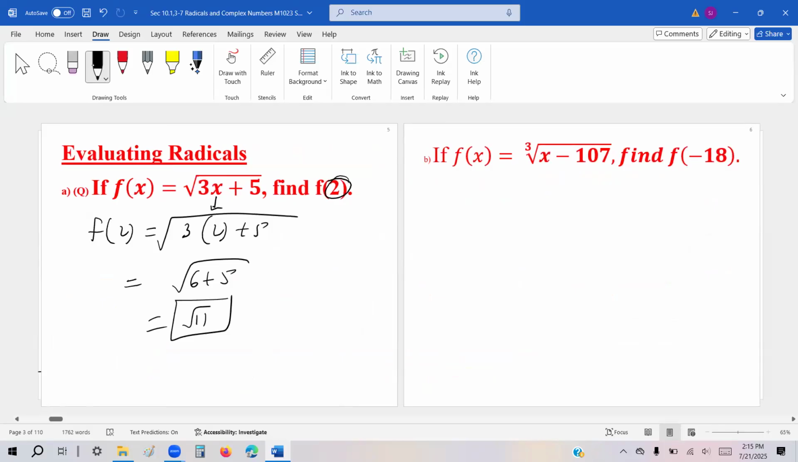And then we have a cubic root, but the rules are the same. All you have to do is replace and simplify. So this time you're finding f of -18. So cubic root of -18 minus 107. Cubic root of how much do we have? -125.